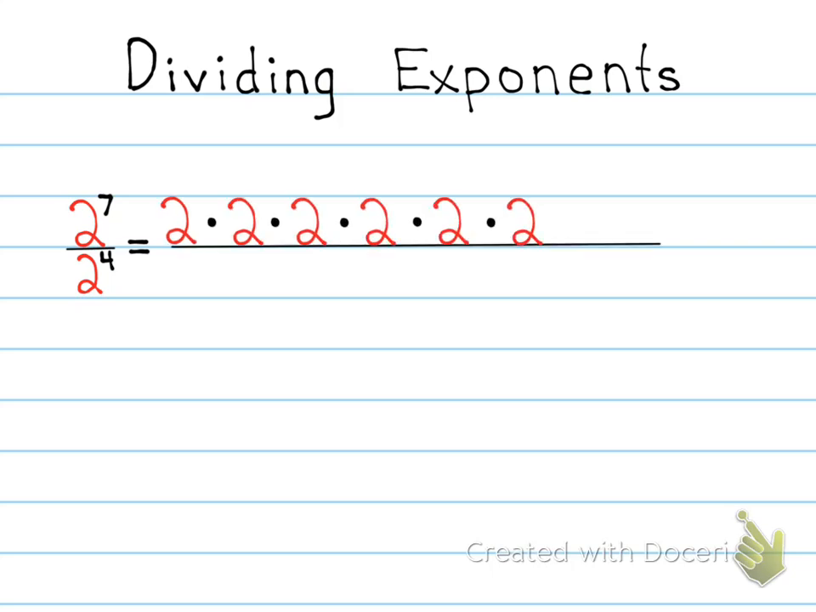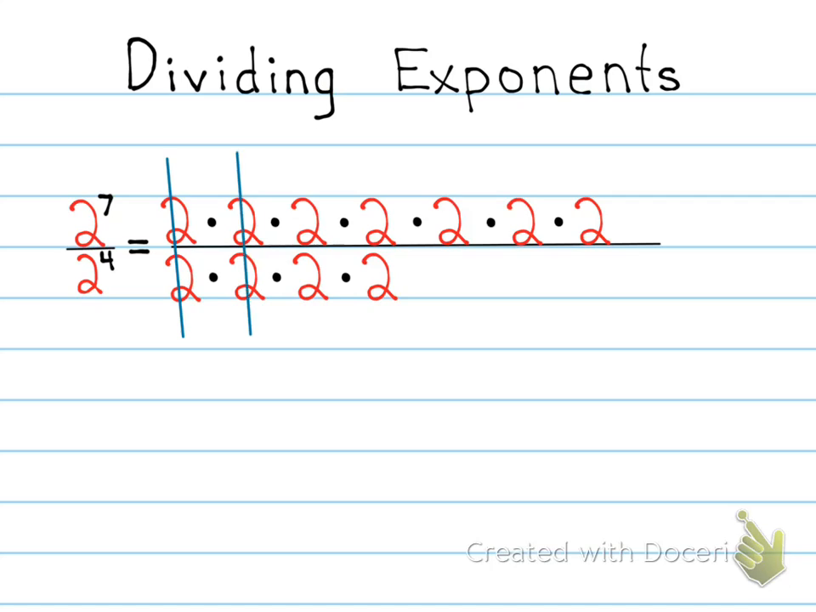So here we go. We have 2 times itself 7 times. That's what 2 to the 7th really means. And then on the bottom, we're going to do 2 to the 4th power. So that's 2 times itself 4 times. And remember, if I have 2 over 2, or any number over the same number, that can cancel out because it just gives me 1. 2 divided by 2 is 1.